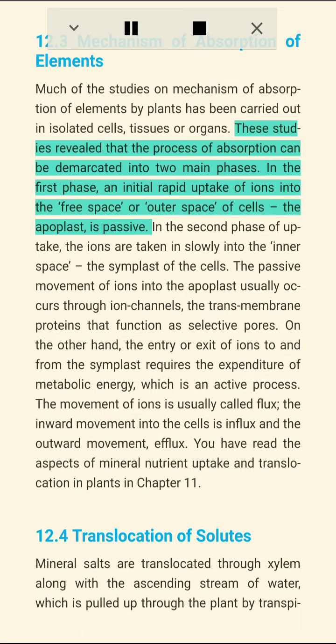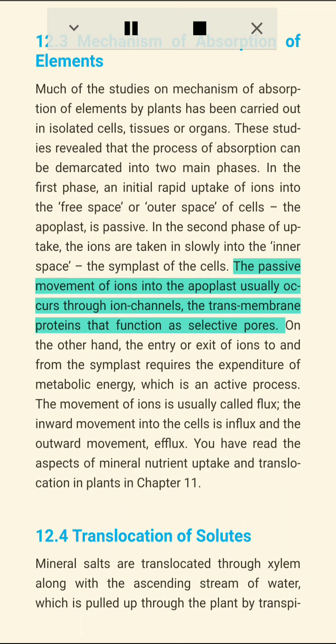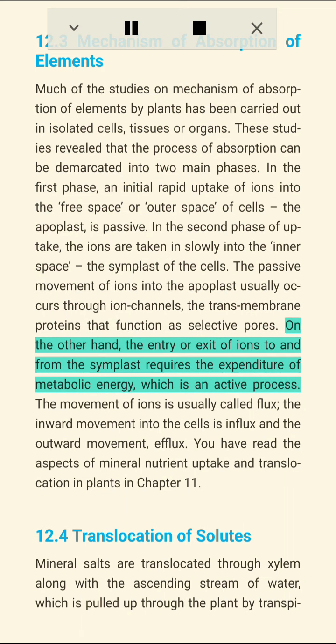12.3 Mechanism of Absorption of Elements. Much of the studies on the mechanism of absorption of elements by plants has been carried out in isolated cells, tissues, or organs. These studies revealed that the process of absorption can be demarcated into two main phases. In the first phase, an initial rapid uptake of ions into the free space, or outer space, of cells, the apoplast, is passive. In the second phase of uptake, the ions are taken in slowly into the inner space, the symplast of the cells. The passive movement of ions into the apoplast usually occurs through ion channels, the transmembrane proteins that function as selective pores.